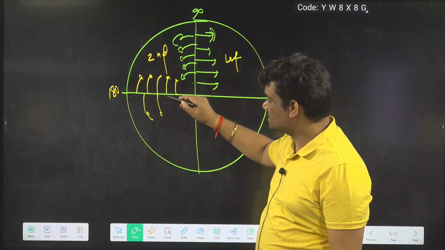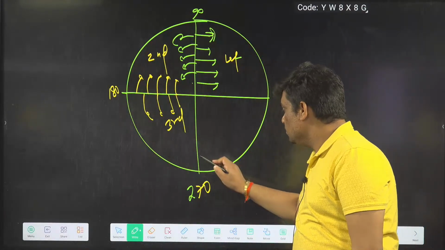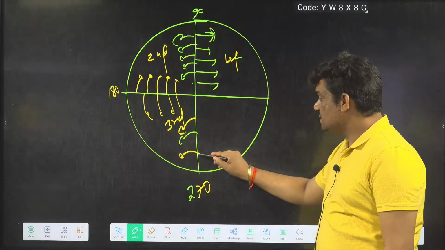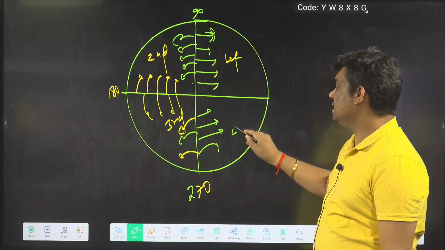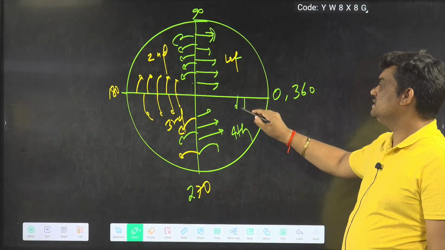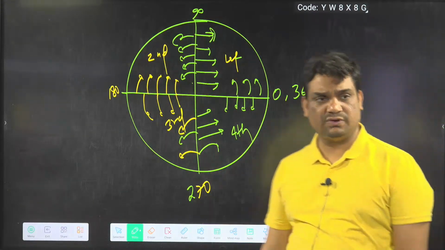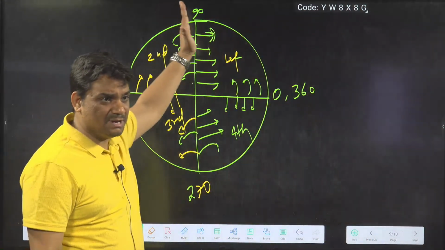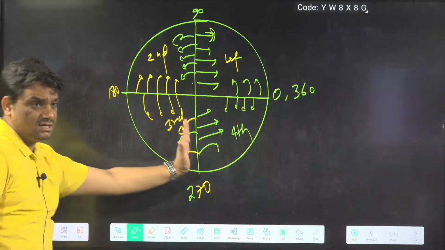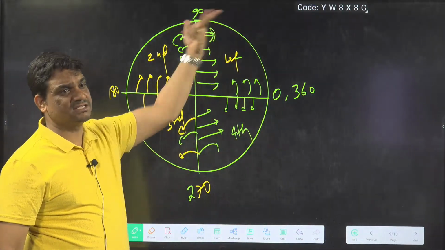If I say 180 plus, which quadrant? Third quadrant. This is the 270. 270 minus will be in which quadrant? 270 minus will be in the third quadrant. 270 plus will go in the fourth quadrant. This is the 0 or 360. 0 minus or 360 minus will be in which quadrant? Fourth quadrant. 360 plus will be in the first quadrant. Clear? Like this: 90 minus first, 90 plus second, 180 minus second, 180 plus third, 270 minus third, 270 plus fourth, 360 minus fourth, 360 plus first.